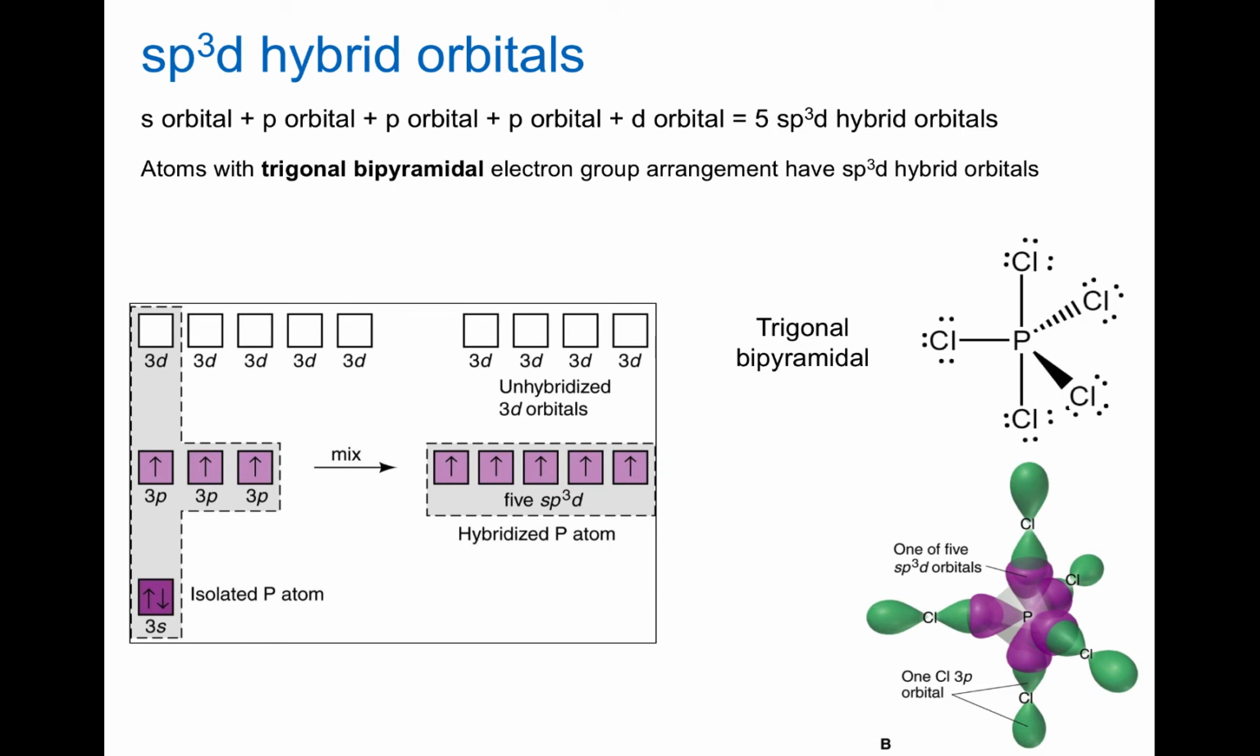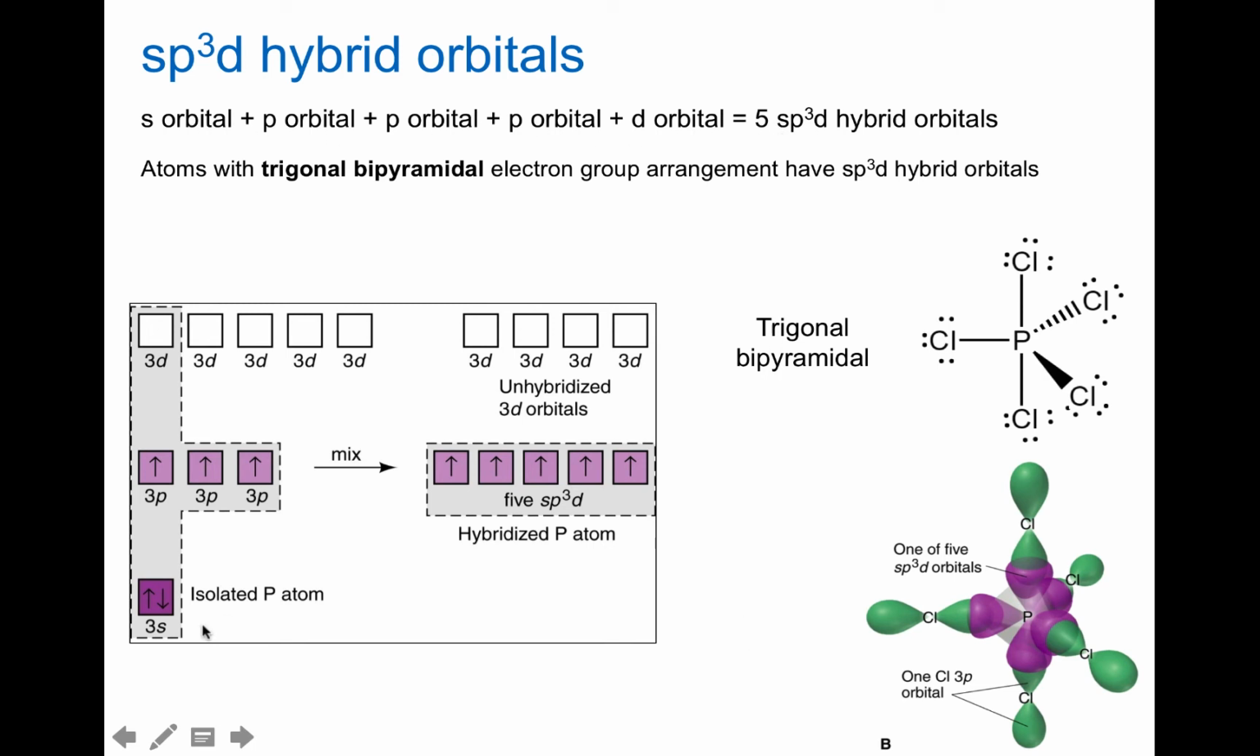And so here I'm actually going to show you it borrowing the d orbital. Phosphorus is an example of one of the atoms that can have an expanded valence. In the example here of PCl5, it's got trigonal bipyramidal electron group arrangement, so we know it has sp3d hybridized orbitals, and it has a total of 5 of them because it combined 5 atomic orbitals to make those.